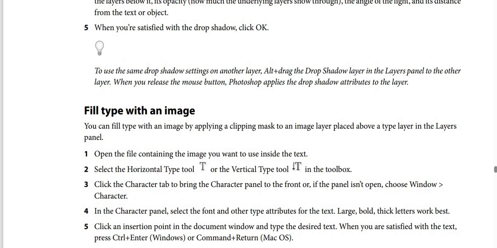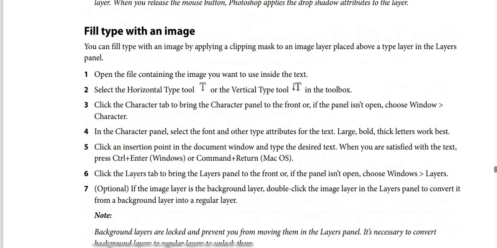By the way, to use the same drop shadow settings on other layers, you should press Alt and drag the drop shadow layer in the layers panel to the other layer, and when you release the mouse button, Photoshop, by the way, applies the drop shadow attributes to the layer.